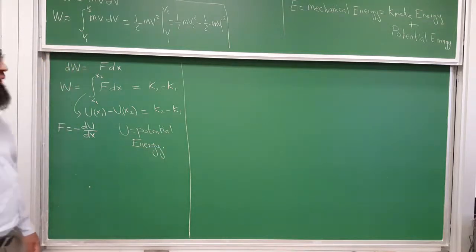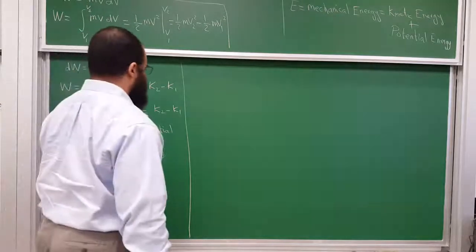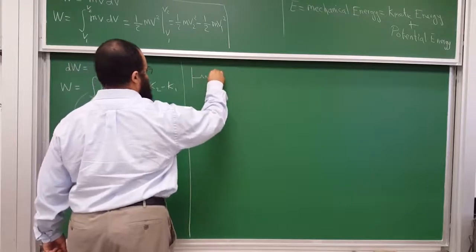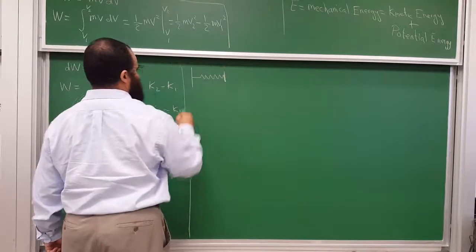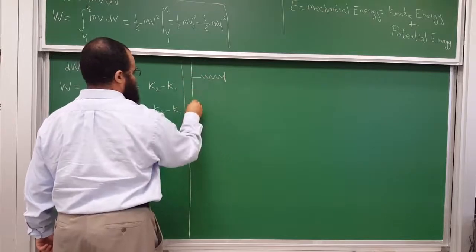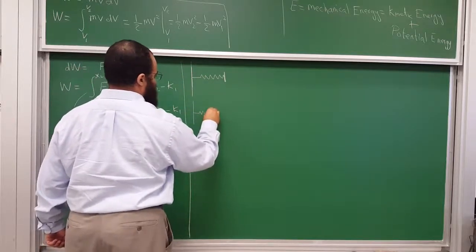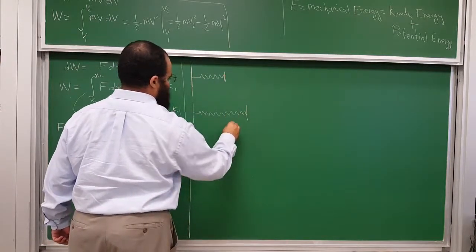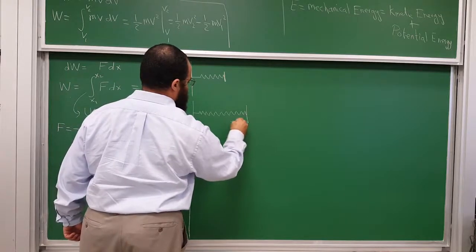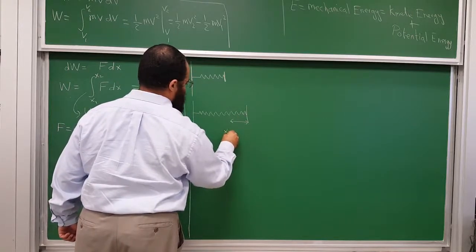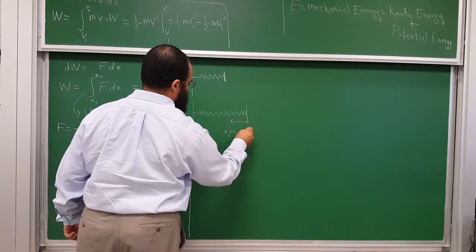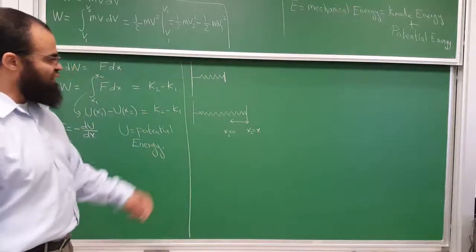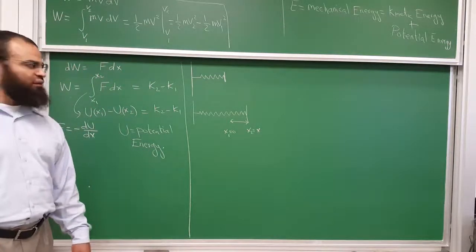So let's see, what's the work done by a spring? Here is a spring, in its natural position. I'm going to expand our spring, where x initial, or x1, is equal to 0, and x2 is just x. I'm going to expand the spring. So how much work did the spring do?